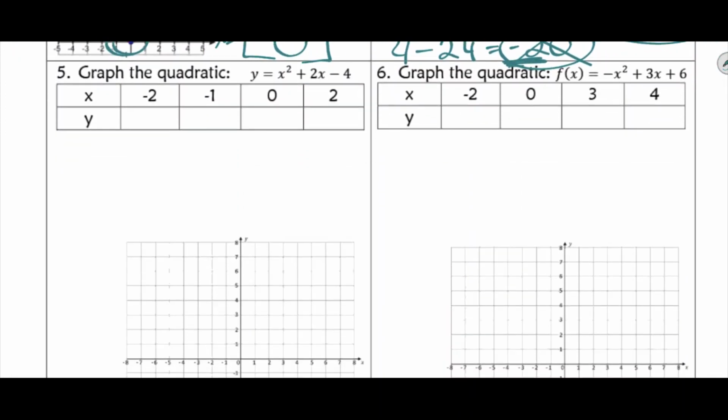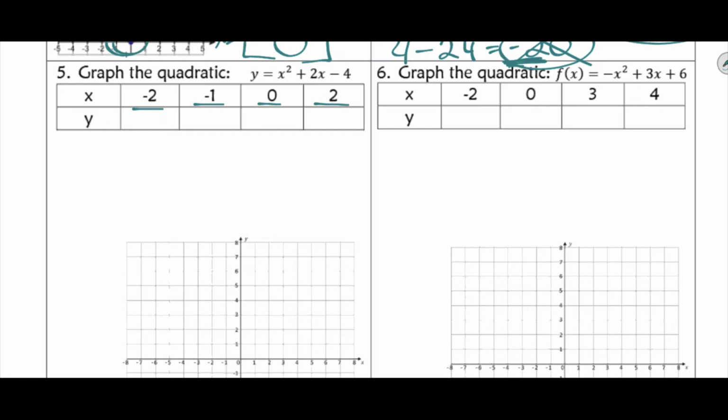These last 2 are asking us to graph the quadratic, which really just means find some coordinates that match up with that line. So you actually don't need to be given these x values. You can make up those x values for yourself and plug them in, find the y values that go along with them, and then graph them. And that's exactly what I'm going to do.